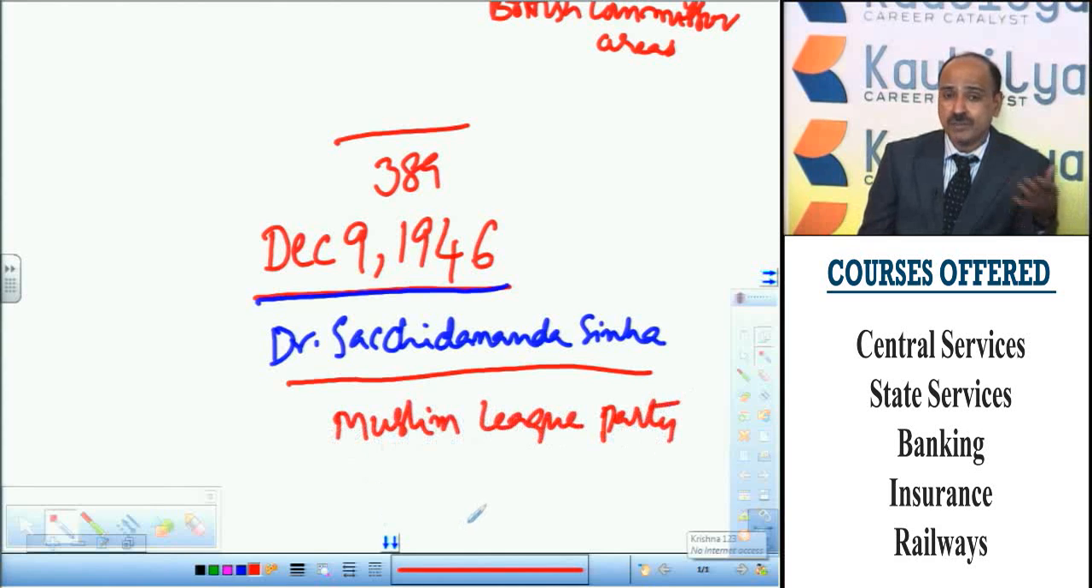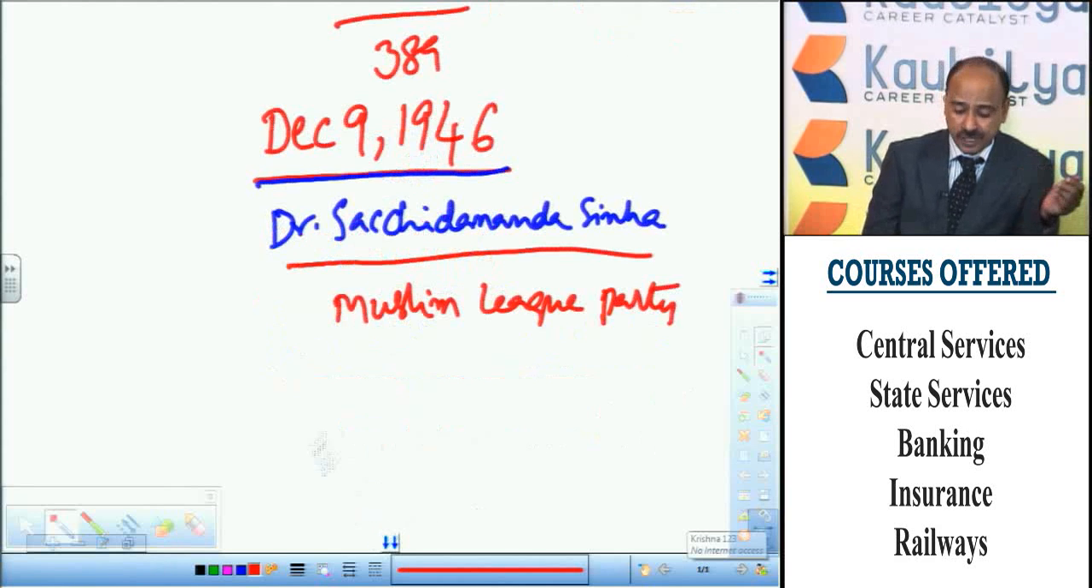Because they demanded a separate constitution, though their country was not announced, they boycotted the first meeting of the Constituent Assembly. But they attended the second meeting, which was conducted on December 11th, 1946.